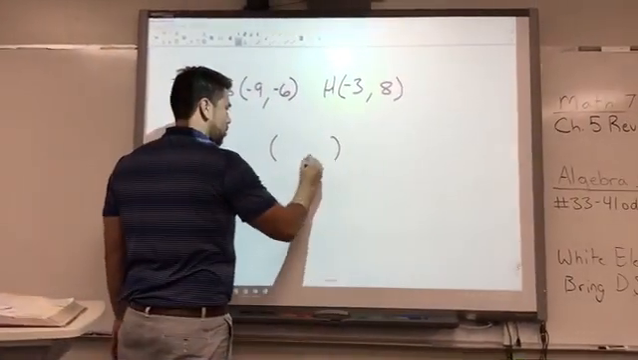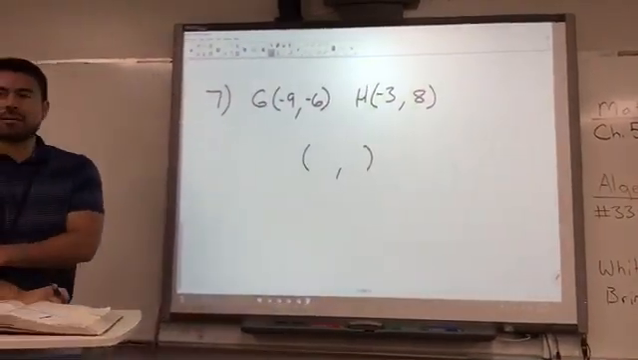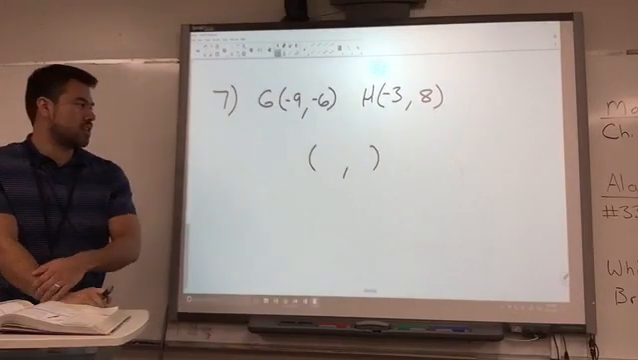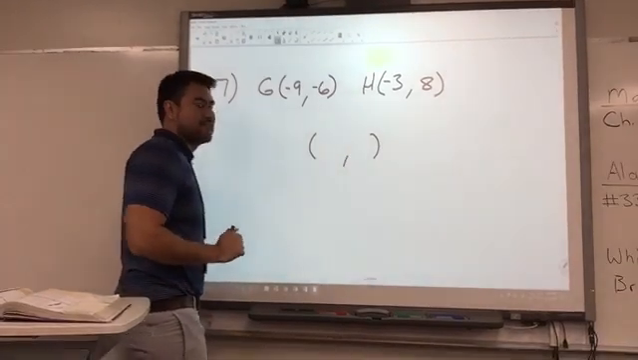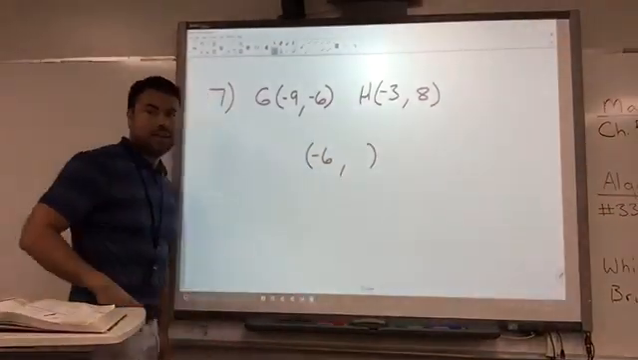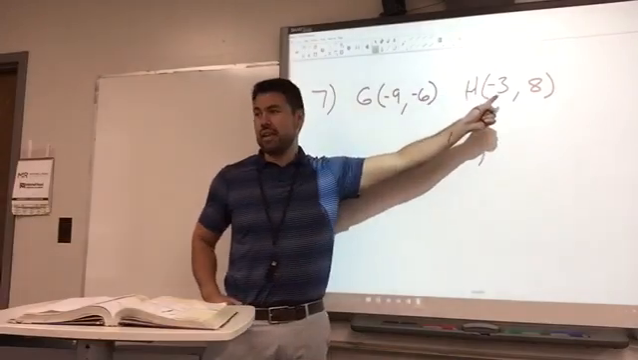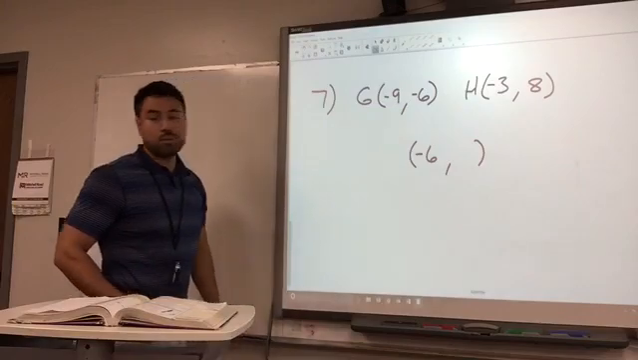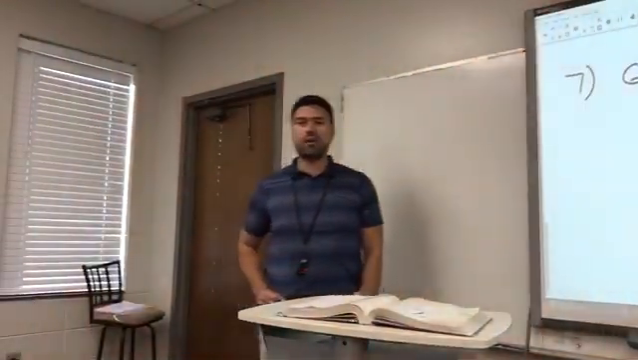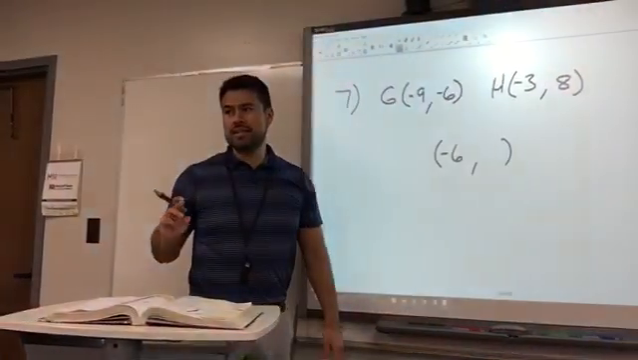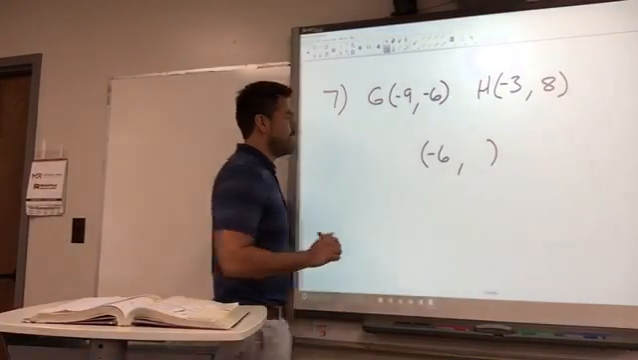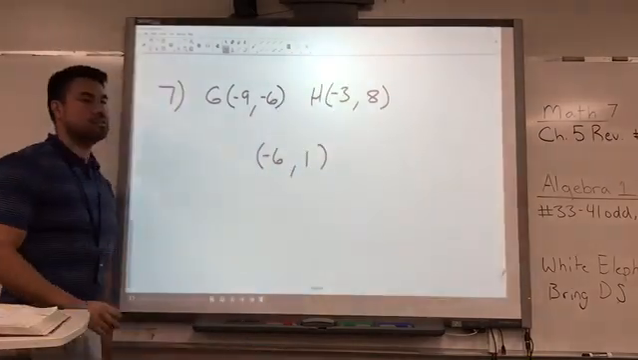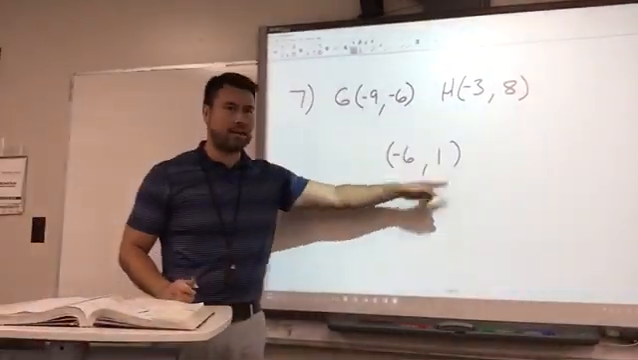I need an ordered pair that would designate the midpoint of those 2 points. So what did you get for your x coordinate, Jenna? -6. What's -9 plus -3? -12. Divided by 2? -6. And then what's your y coordinate? Nate? You got 1. What's -6 plus 8? 2. 2 divided by 2? 1. Positive 1.